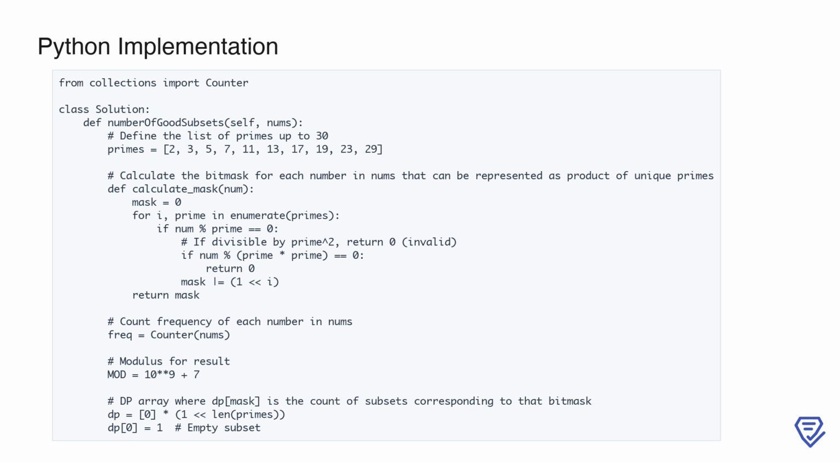After defining this helper function, we use the Counter class to count the occurrences of each number in the input list, storing the result in the variable frequency. Finally, we define the modulus value mod, which will be used to handle large numbers, and initialize a dynamic programming array, DP, where each index represents a possible bit mask. We set DP[0] to 1, representing the empty subset.